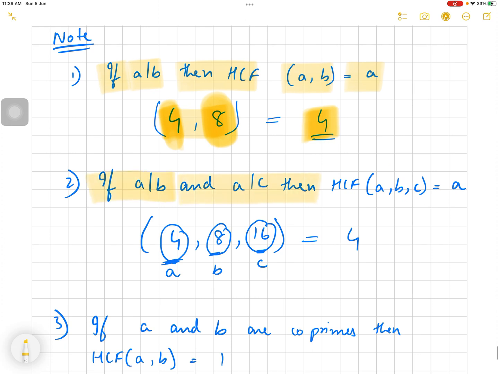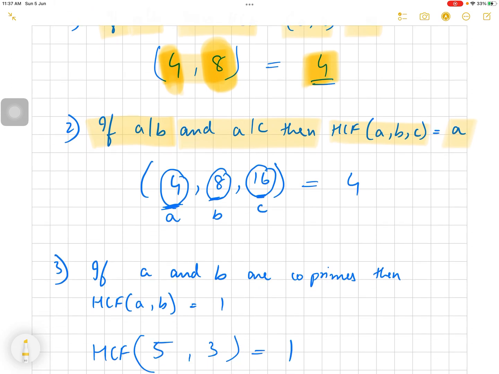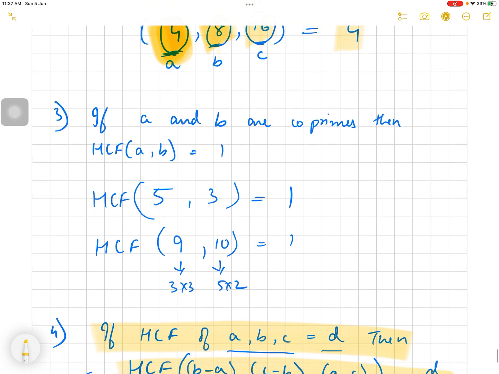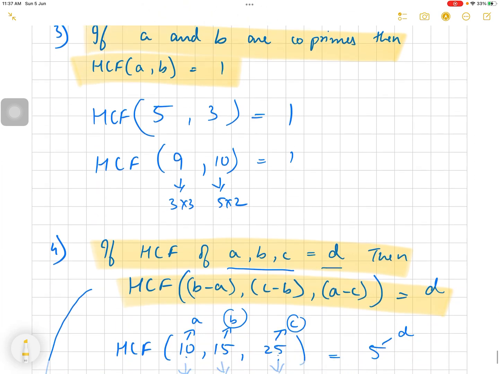If A divides B and A divides C, then HCF of A, B, C is A, right? And this is the example I gave. 8 divided by 4 is 2, 16 divided by 4 is 4, so 8 and 16 are both divisible by 4, so HCF will be 4. Next point: if A and B are co-primes, that means there is nothing common, then HCF of A and B will be 1.